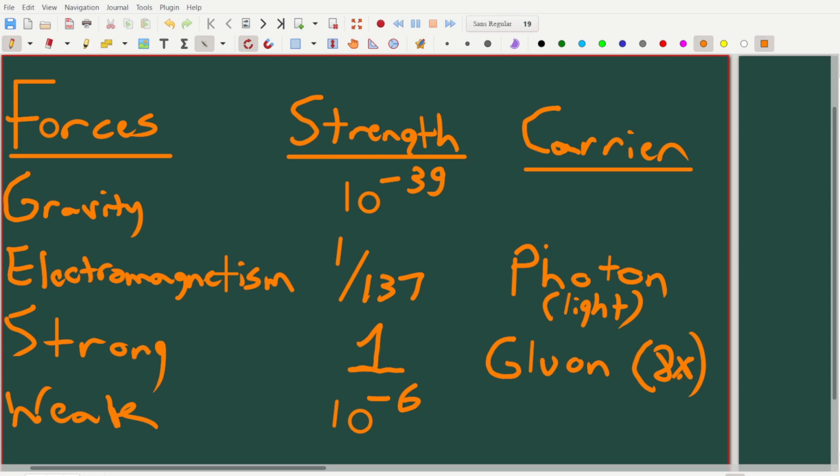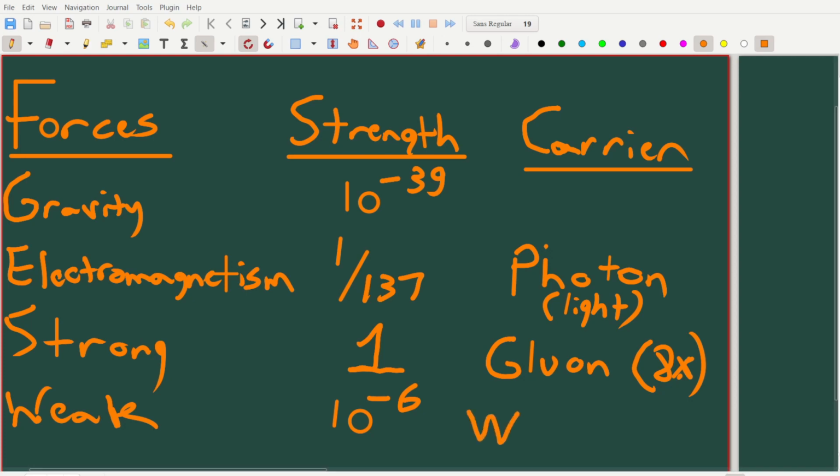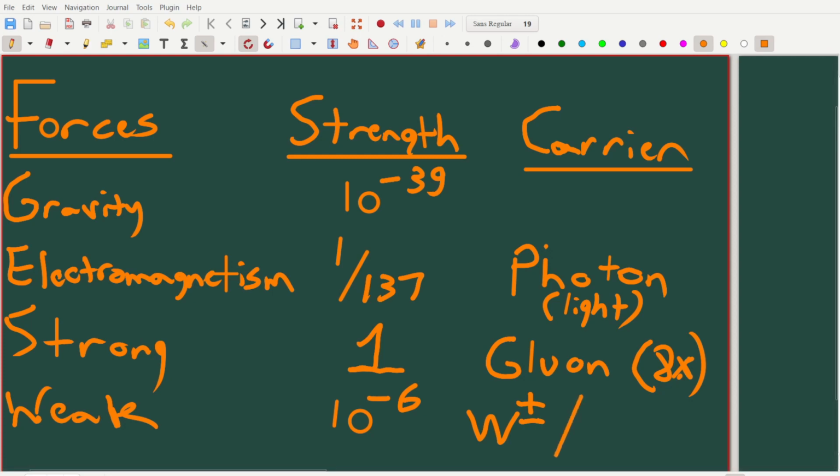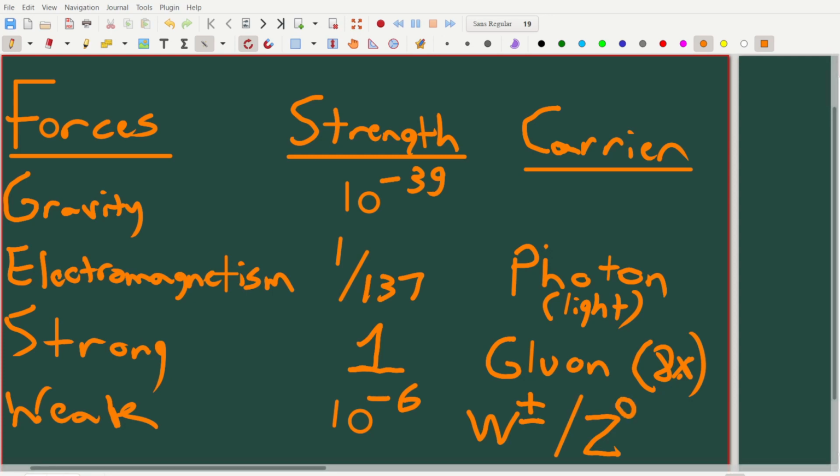And then the weak force is mediated by 2 different particles. One of them is charged. It's called the W boson. W plus or minus, so there's a positive and a negative one. And there's another one which is neutral, which is called the Z boson. We'll talk a little bit about these. They're very, very big particles. They're very rare. They exist for a very short amount of time.